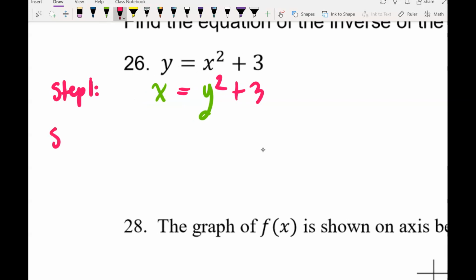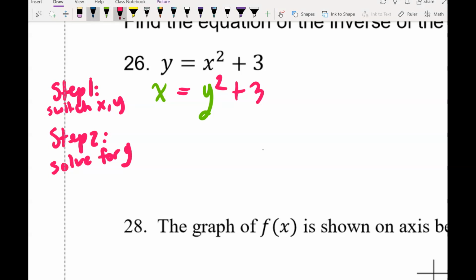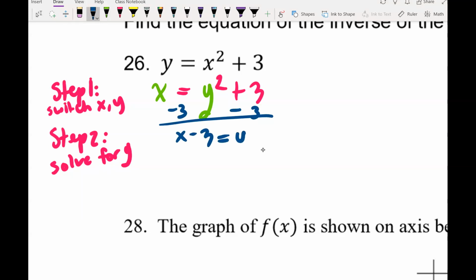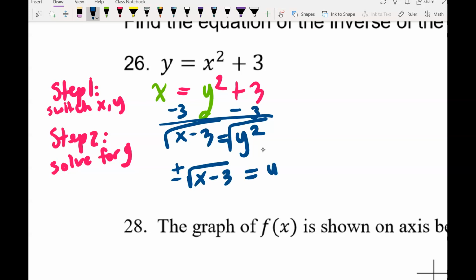Step 2 is to solve for y. Maybe I should be writing these down. Switch x and y, solve for y. So how do I solve for y? I need to subtract 3 from both sides, which gives me x minus 3 is equal to y squared. What undoes a square? Square root. Make sure to keep in mind the plus and minus. So I have plus or minus square root of x minus 3 is equal to y.